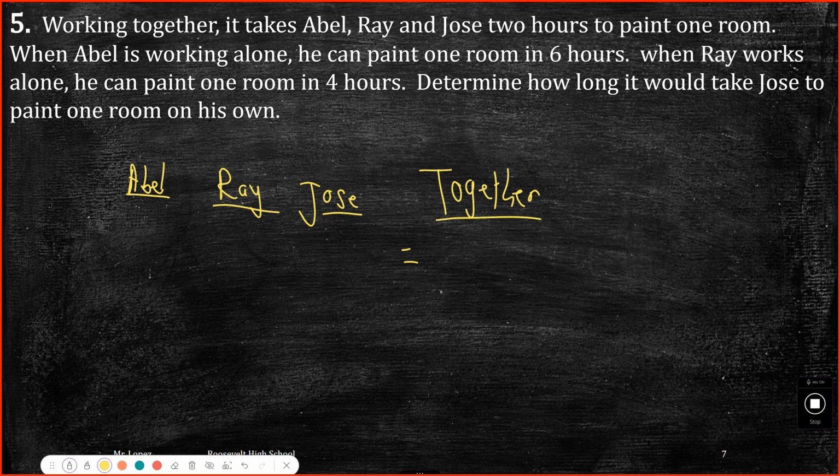So what can we say about together? All of them. That they're lazy? What is it? Determine how long it would take Jose. No, working together takes Abel, Ray, Jose 2 hours to paint one room. So how do I write this down? 2 hours to paint one room. Can I say one room takes 2 hours? Or maybe it takes 2 hours?